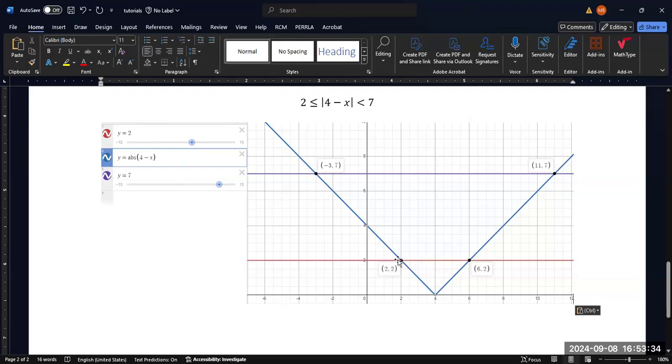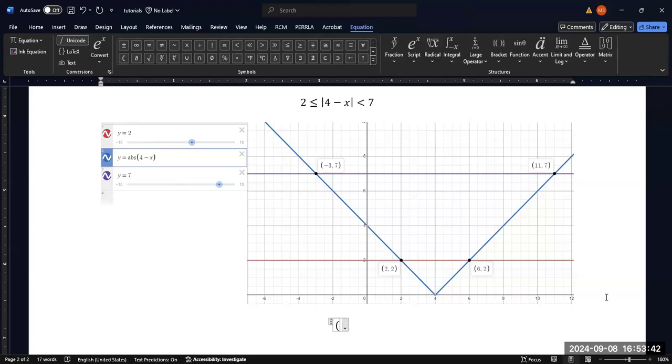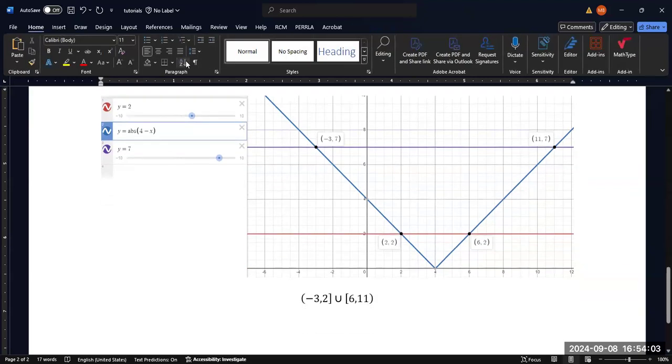Now, where it crosses the 2 is where we're going to put our square brackets, since we're allowed to be equal to 2, but we're not allowed to be equal to 7. So this will be -3, comma 2 square bracket, union 6, because that's also on the y=2 line, to 11. So notice my intervals are being reported in x values. The y values are just where the bounds are. What is our absolute value being bound by?